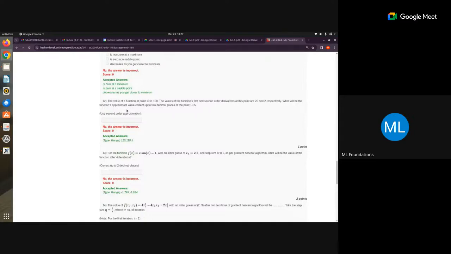The value of a function at a point 10 is 100. The values of the function's first and second order derivatives at this point are 20 and 2 respectively. What will be the function's approximate value?